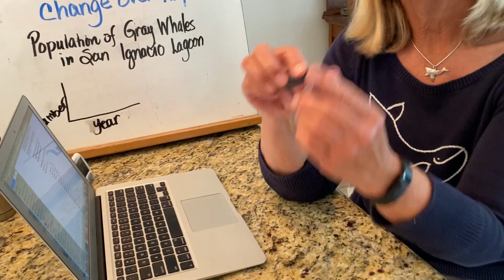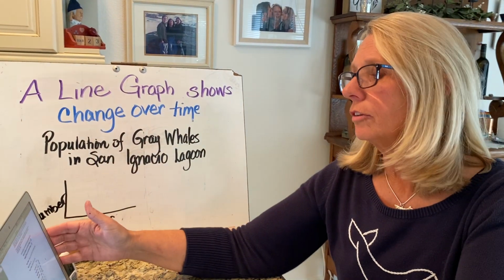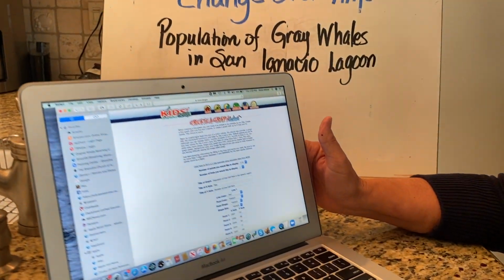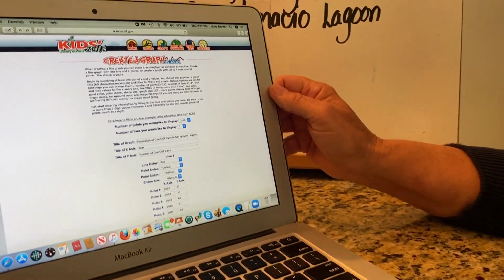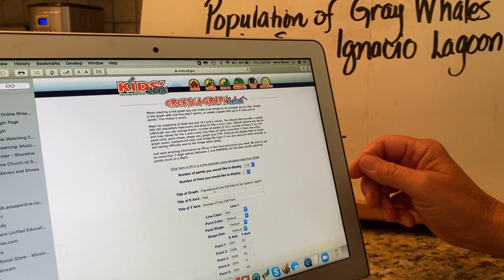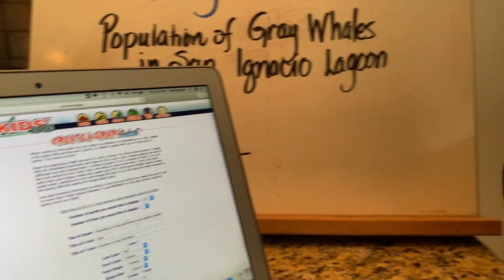So what we're going to do to make our line graph is we are going to plot some of the data of the cow-calf pairs that we're seeing in one lagoon, San Ignacio Lagoon. So I've gone to my favorite site again in Kids Zone here. It's called Create a Graph, and I've chosen to make a line graph. Now, I've already gone ahead and typed in that the title is going to be the population of cow-calf pairs in San Ignacio Lagoon. Now, my x-axis across the bottom, I'm going to put years because we're going to show change over time. And my y-axis is going to show the population.